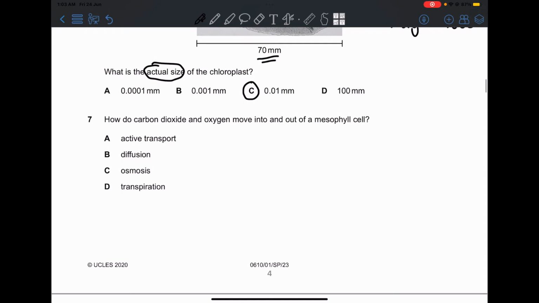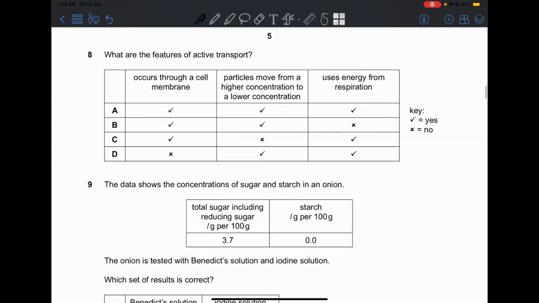Number 7, how do carbon dioxide and oxygen move into and out of a mesophyll cell? Now we know that any oxygen or any gas really will move into the cells and out of the cells, and the carbon dioxide will move by the diffusion process. So whenever we get any gases, it's going to be automatically referring to diffusion. So that's going to be our answer.